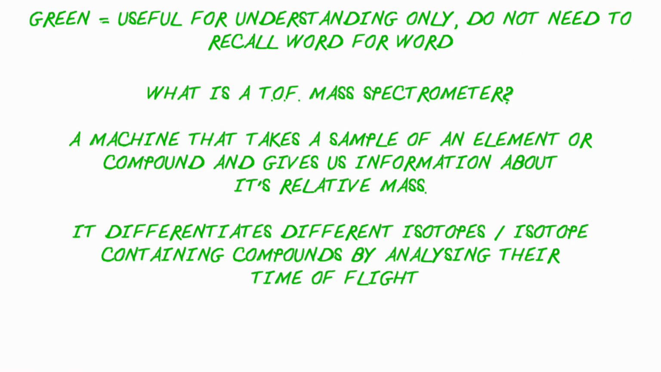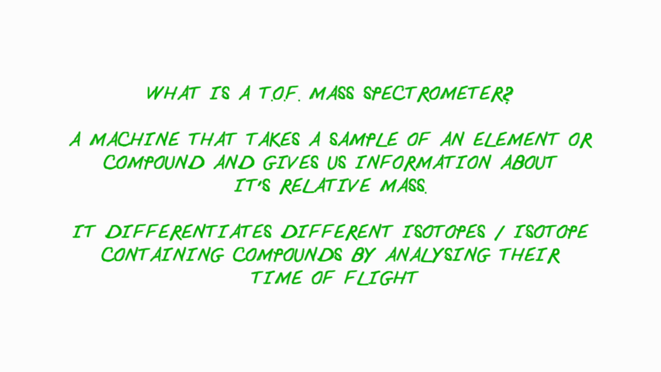A time of flight mass spectrometer is used to calculate the relative atomic mass of a sample of an element or the relative molecular mass for a sample of a molecule. It does this by differentiating between heavier and lighter isotopes of the element or molecules made up of these isotopes. The heavier it is, as you'll find out later in this video, the longer it takes to drift down the tube, the longer the time of flight.